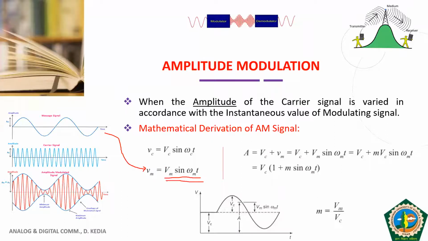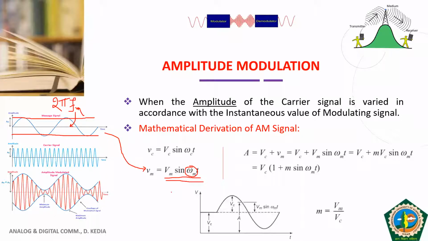So here, what is capital Vm? Capital Vm is the amplitude of the message signal. This is the peak value of the message signal. Sine you already know. What is omega m? Omega m is the frequency of the message signal. Omega m is nothing but your 2 pi fm. And what is fm? fm is the frequency of this modulating signal.